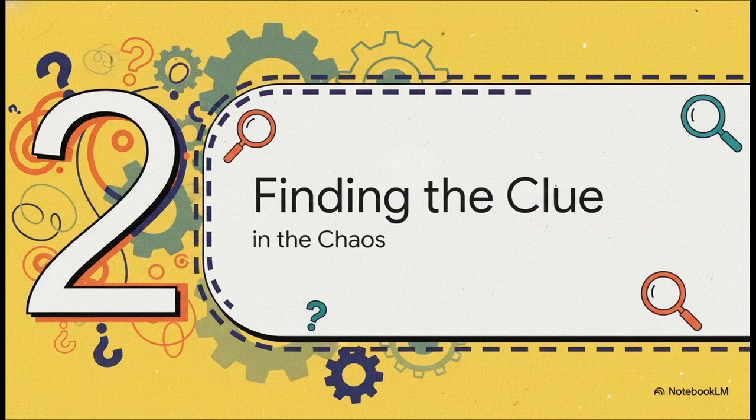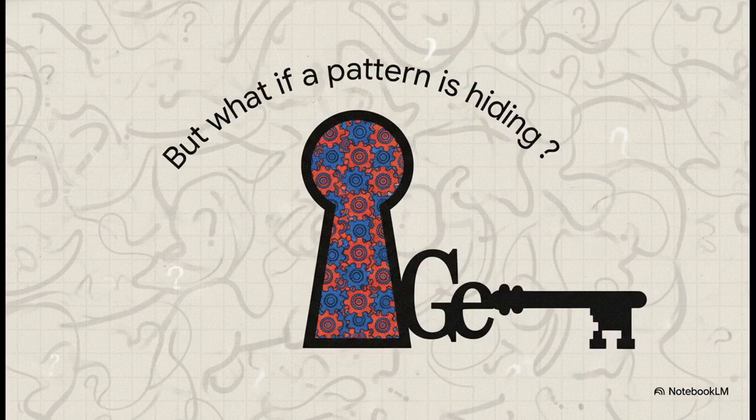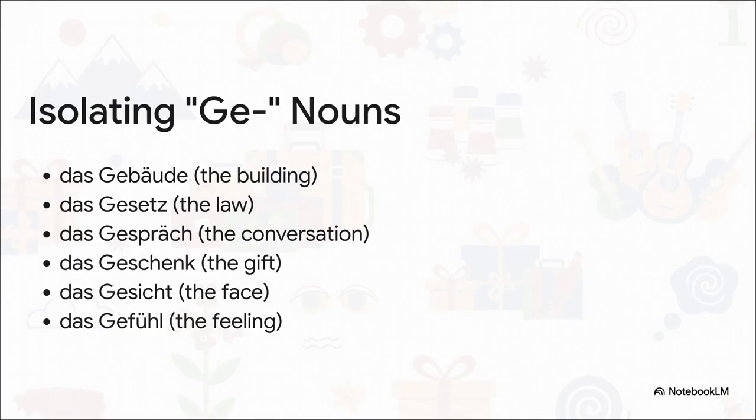So instead of looking at all the words that start with G, let's narrow things down a bit. What if we've been looking at the first letter when we should have been looking at the first two letters? What if a simple little prefix is the key we've been searching for? And bam, take a look at this list. Gebäude, Gesetz, Gespräch. See what's happening? Every single noun on this slide starts with the prefix ge, and every single one is neuter. They all use das. Now that is not a coincidence. That, my friends, is our code.